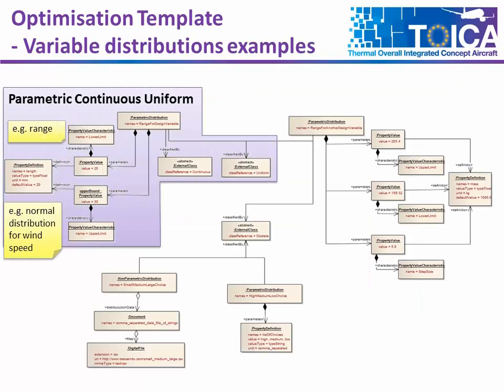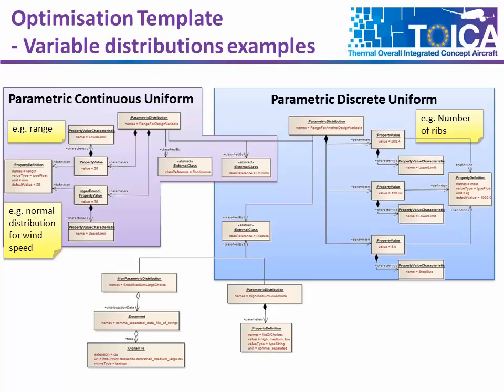Now to look at some examples. The first one is a parametric continuous uniform example. In this case, it is defined by a simple range with upper and lower limits. Another example could be a normal distribution for a wind speed external variable. This is not shown. Then we can look at a parametric discrete uniform.